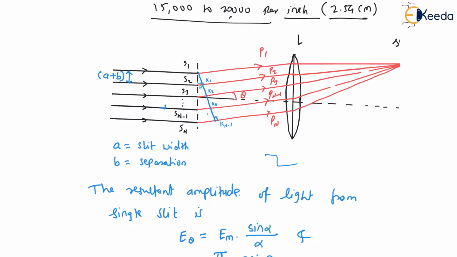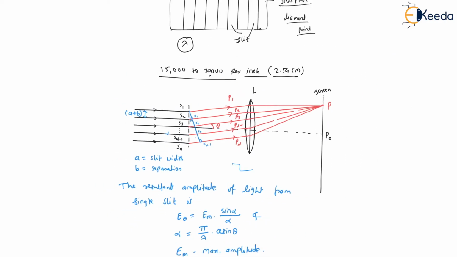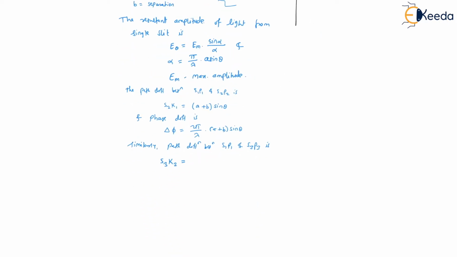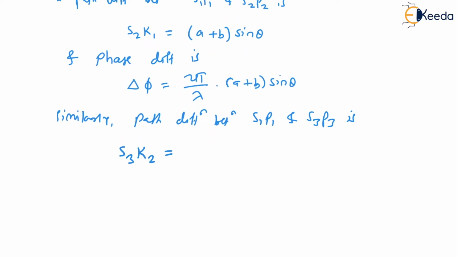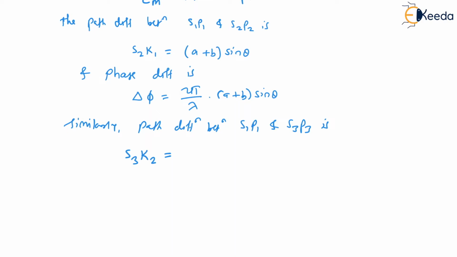As we all know, S1, S2 is A plus B. Similarly, this S2, S3 will be A plus B only. So the total length of this S1, S3 will be twice into A plus B. So here, this path difference for the second set will be twice A plus B into sine theta. It will be twice A plus B sine theta.